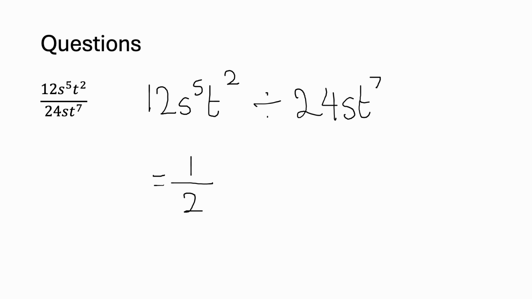So now we have s to the power of 5 divided by s. So one thing we need to remember is our index laws. Essentially, because we are dividing powers, we're going to do 5 subtract 1 using that index law. So 5 subtract 1 is 4, so it's going to be s to the power of 4. t to the power of 2 and t to the power of 7, we're dividing. So because they both have the same base, which is t, we're going to do 2 subtract 7, which is minus 5.